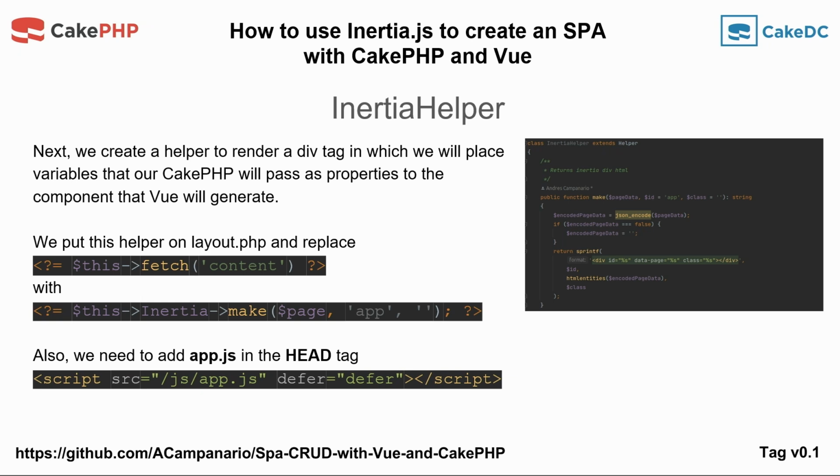Also, we need to add app.js in the head tag. But app.js is in the resources directory. Why is the file located in this webroot js directory? Because we use Laravel Mix with Webpack. When we execute npm run dev on the command line, this script compiles, minifies all necessary files and deploys them to the webroot js directory.